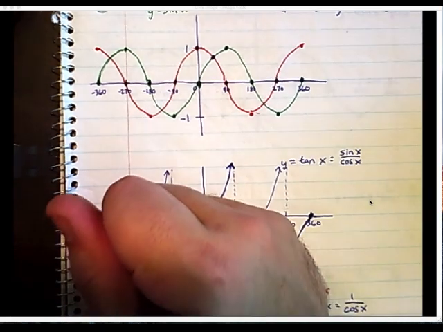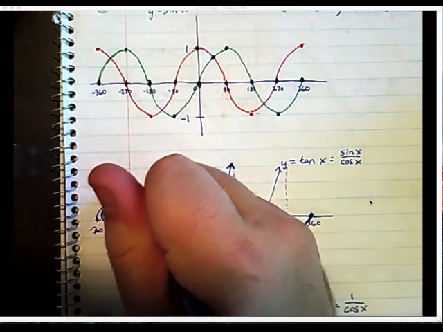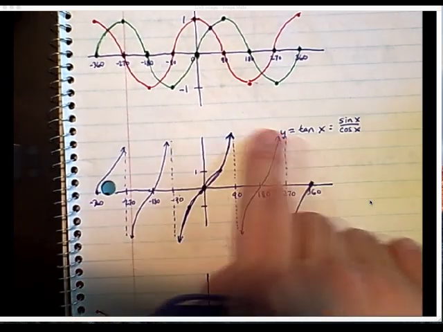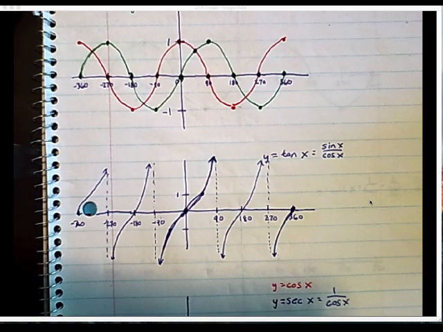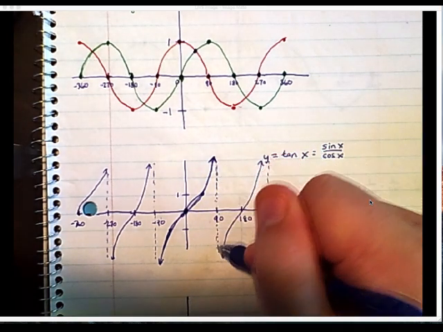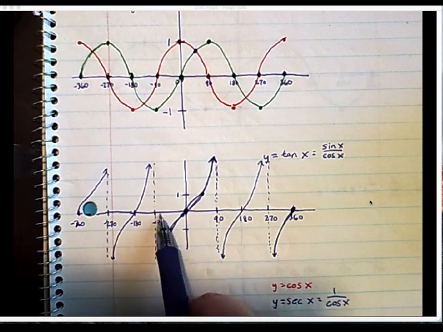And on this side, it's going to go up towards infinity. So that's how we get the tangent curve. We take our sine values and we divide them by our cosine values. And you get the same pattern, and starting at 90 degrees, you get a vertical asymptote every 180 after that, or every 180 less than that.